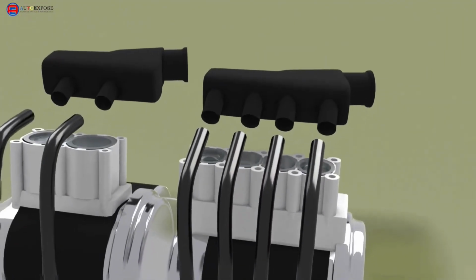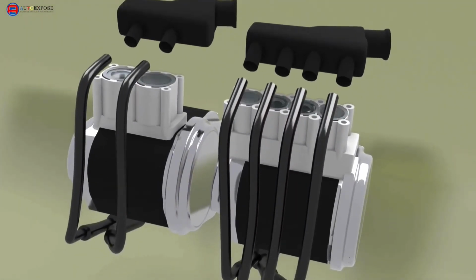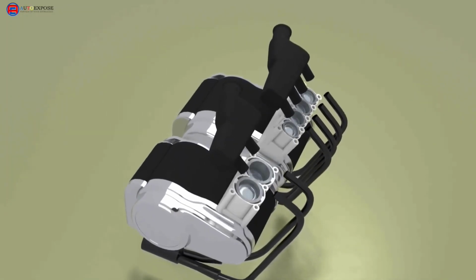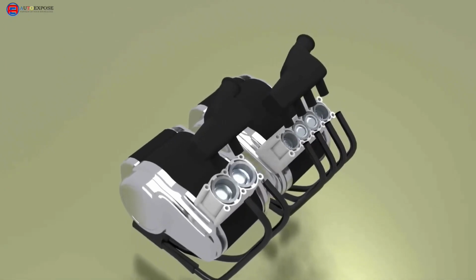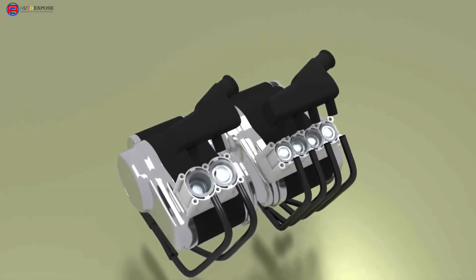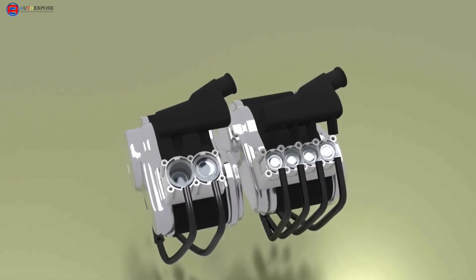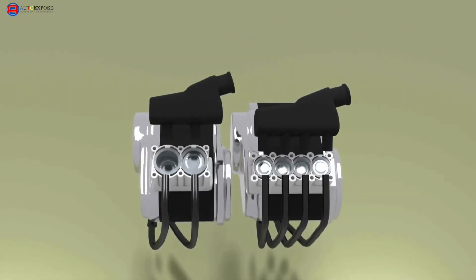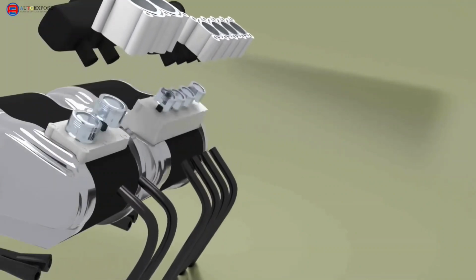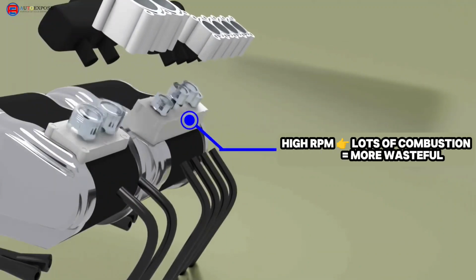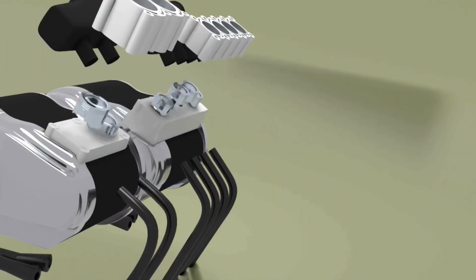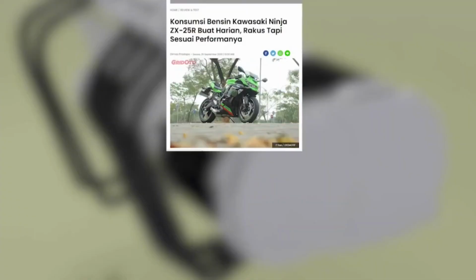Now, the fuel consumption. Which is more efficient? With the same capacity, the fuel consumption should also be the same. But it turns out, an engine with many cylinders consumes more fuel. What is the reason? As I said earlier, this engine with many cylinders does have crazy power. However, the torque is more wasteful. So, to spew out that crazy power, the engine must continue to be revved. Because it is revved too much, gasoline consumption automatically becomes more wasteful.